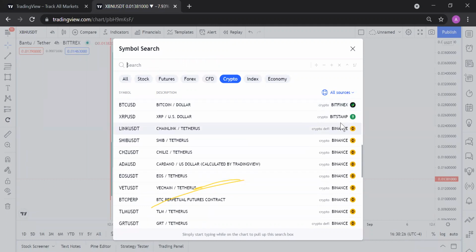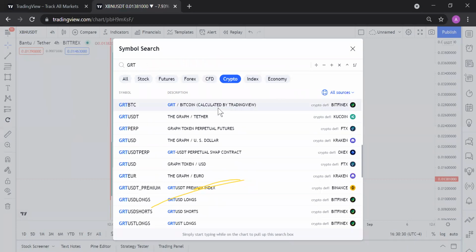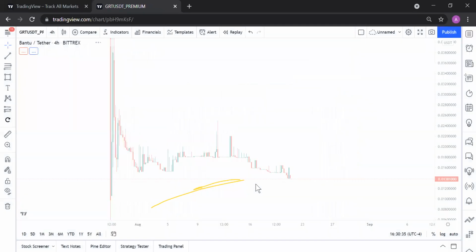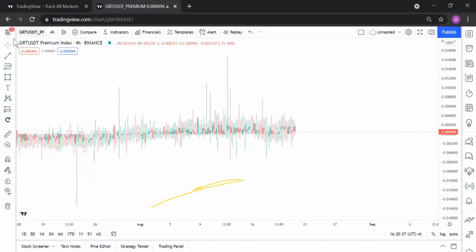So the next coin we're checking is GRT. GRT is also another coin I am holding long term. GRT is a coin I'm holding long term, no, not this.